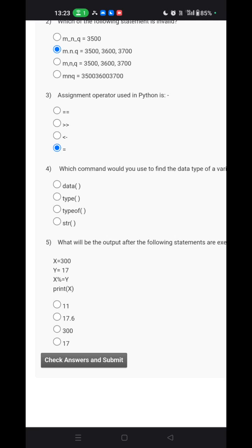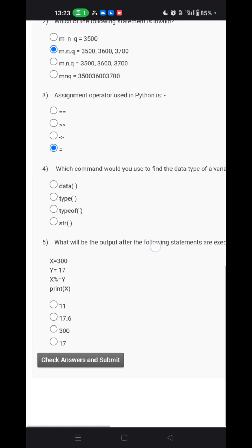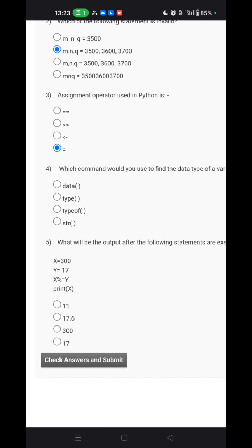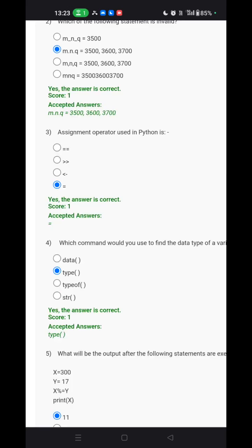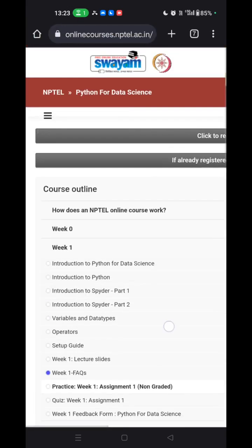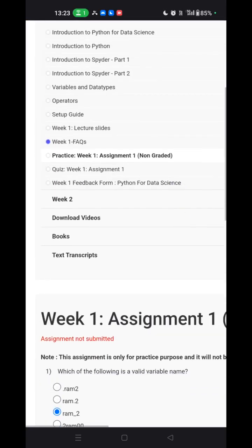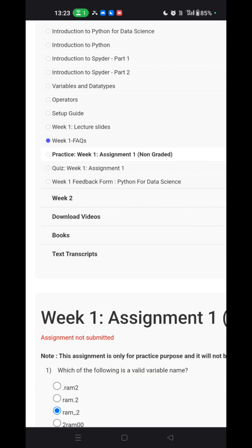And fourth one, which command finds the data type? Everyone knows how to find data type with the help of type. And fifth one, statement executed. If you solve the problem, then you will get 11 as the answer. So all answers are correct. Okay, this is the second ID.